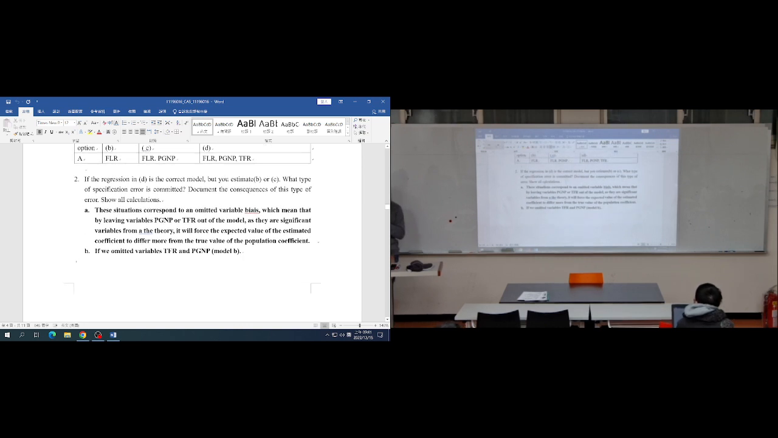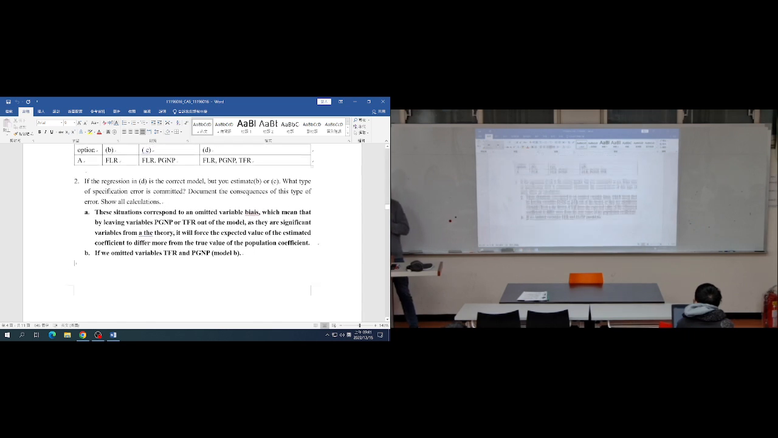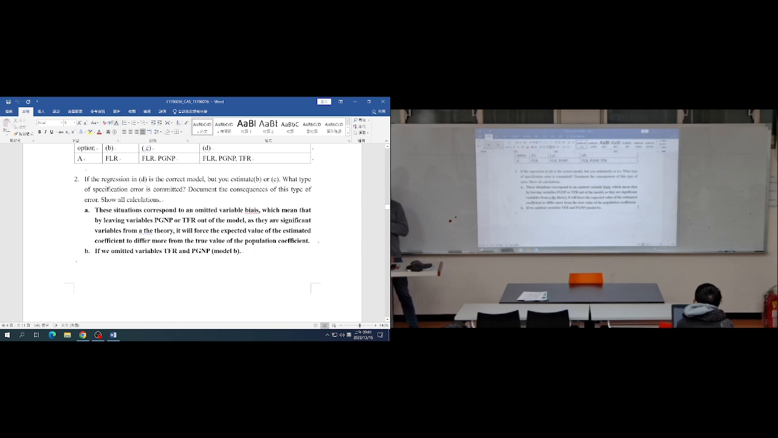So what about the estimated bias? What type of specification error is committed? I might be wrong here, but I said it was an omitted variable bias, which means that by leaving these two variables out of the model, as they are significant variables from the theory, we can expect their absence in our regression, especially in B and C, to force the expected coefficient of the other variable to differ more from its true value.